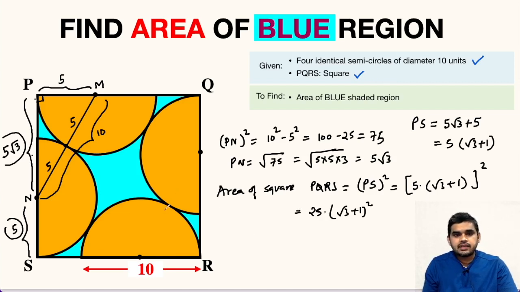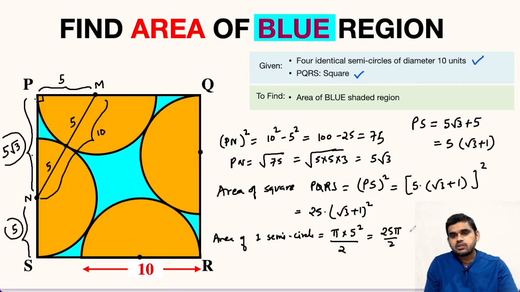Now we need to find the area of all the semicircles. So area of one semicircle will be equal to pi times the square of the radius. So radius is 5, so 5 square divided by 2, because it is a semicircle. So we can write 25 pi upon 2 square units is the area of one semicircle. So area of 4 semicircles will be how much? 4 times 25 pi upon 2. We can cancel this 2 times. So this will be 50 pi square units.